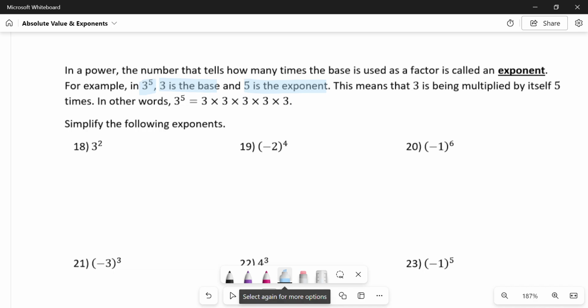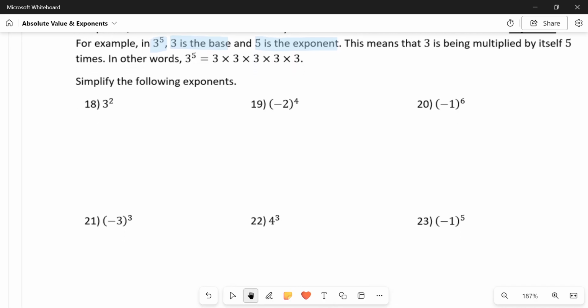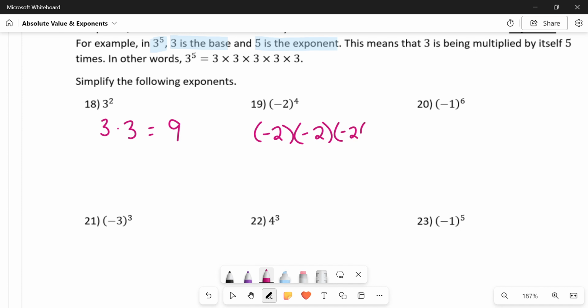Simplify the following exponents. Okay, 3 squared is 3 times 3, which equals 9. Number 19, I have negative 2 raised to the 4th power. That means I'm writing negative 2 4 times. Negative 2 times negative 2 is positive 4. I can do that over here as well. And then 4 times 4 is 16.